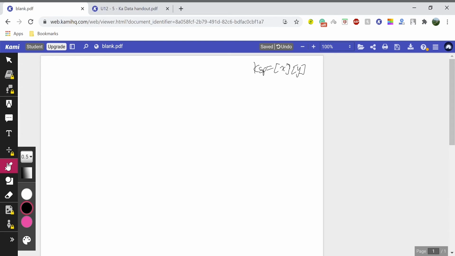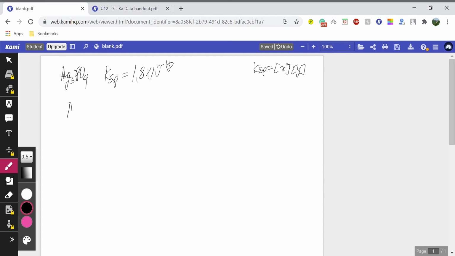Now what do we do when we're given the Ksp and we're asked to find these molar solubilities? Let's take a look at an example. What is the molar solubility of silver phosphate in water? Silver phosphate is Ag3PO4. It told you that the Ksp for this is equal to 1.8 times 10 to the negative 18th.